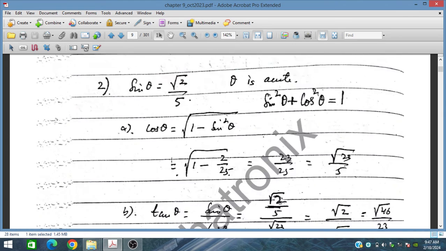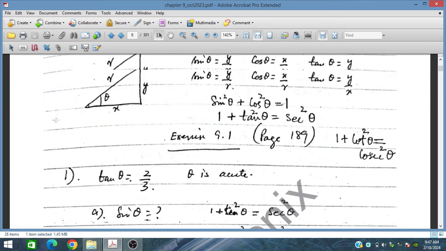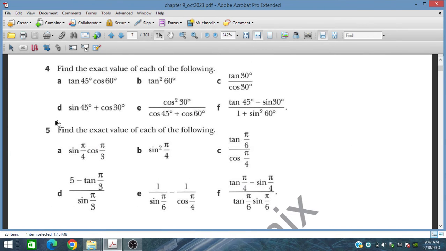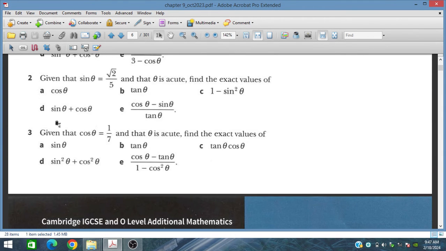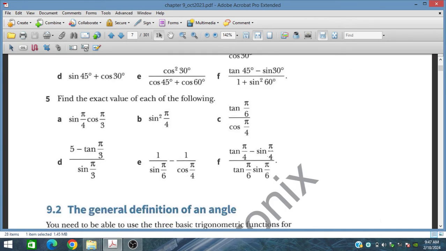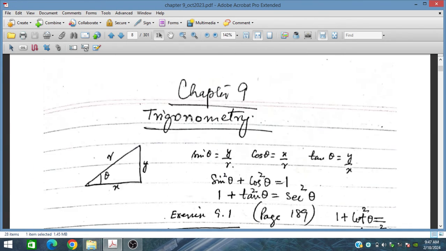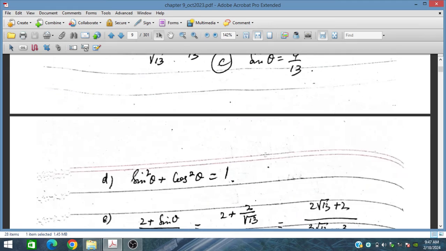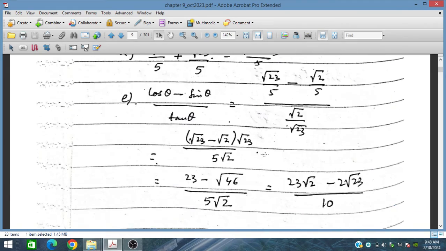Let's go to question number 3. This is also very simple. Find the exact values of each of the following: tangent 45, cos 60 degree, tangent square 60, and other values. So let's go to question number 4, which may be part of P1 exams.